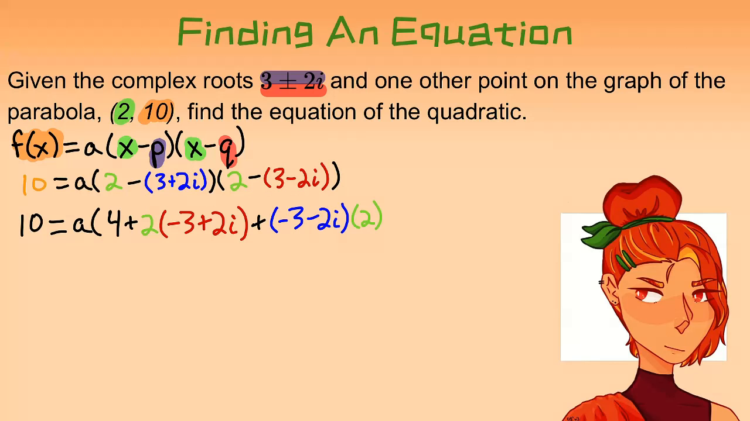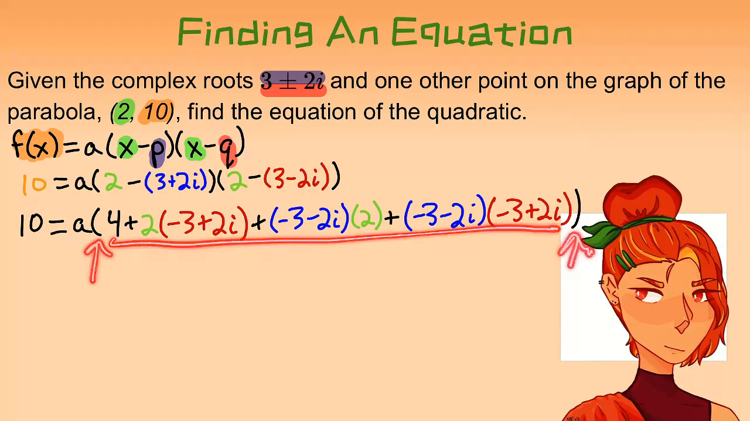All right, so that's going to be plus. And again, I have to distribute the negative here. So I get negative 3 minus 2i. And I have to distribute this negative. So I'm going to get negative 3 plus 2i. And so this parentheses and that parentheses match up. So we're multiplying all of this times a.